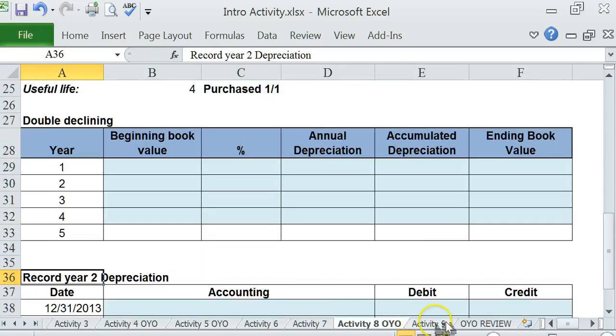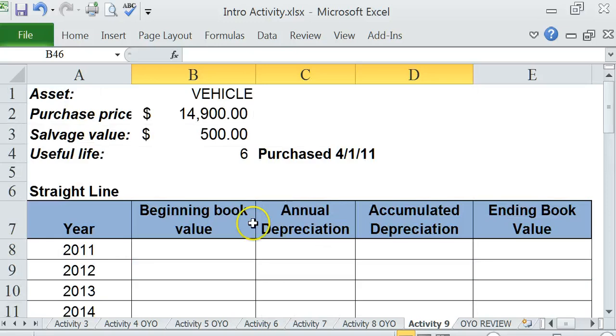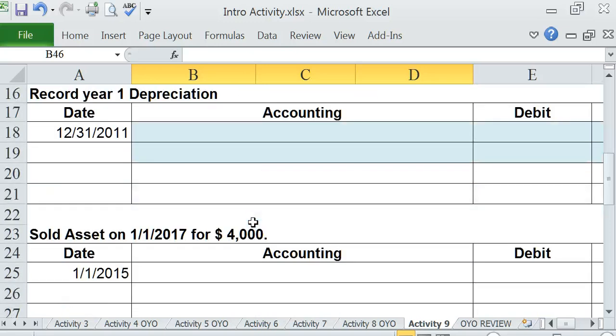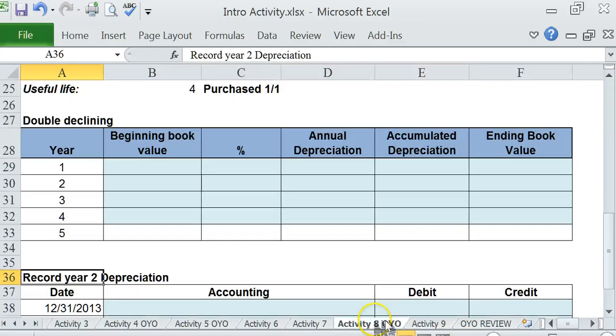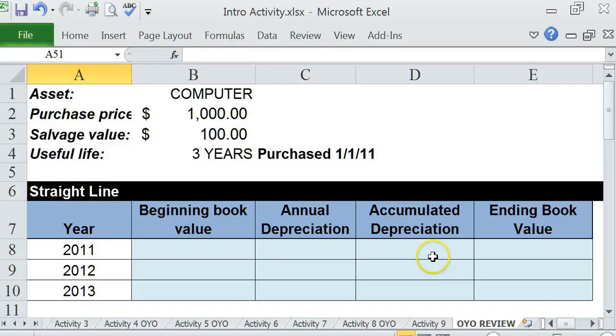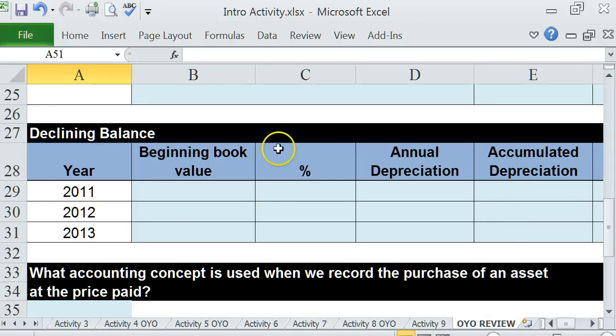Okay, then go to activity 9, and we are there. Actually, this is going to be the next thing we're going to do. So skip 9. Simply do 8, and then on your own review, there is a declining balance problem right here. Okay, so I'd like you to depreciate this asset.